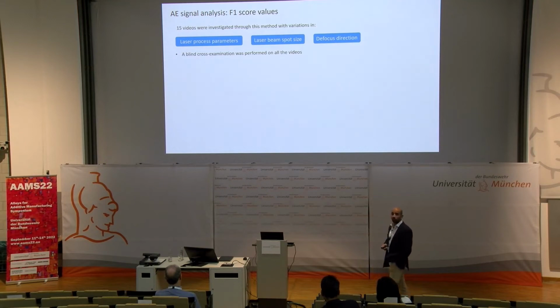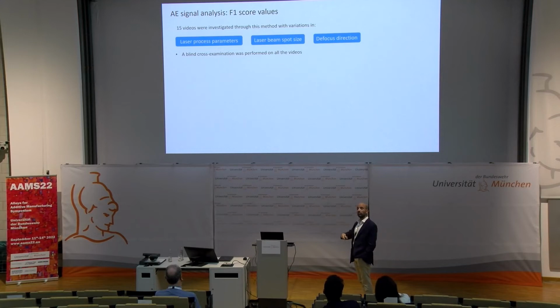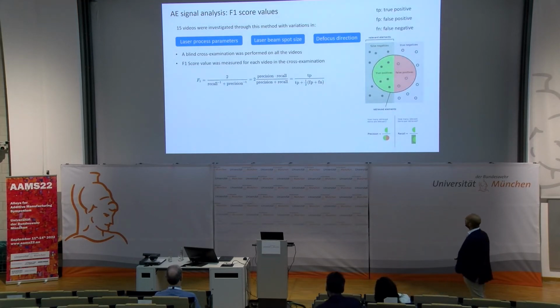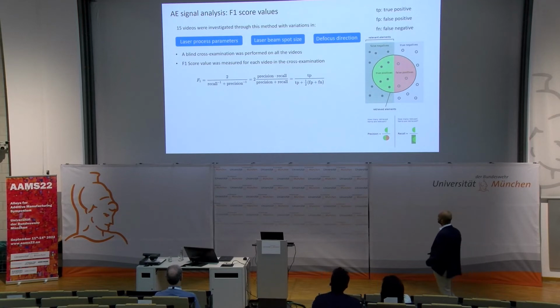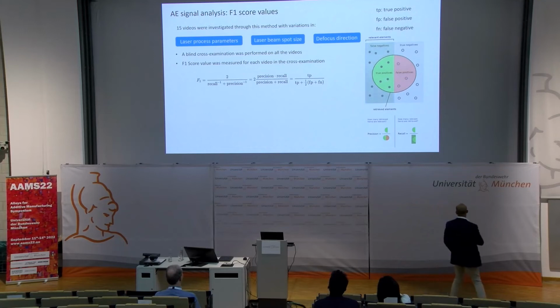A blind cross-examination was performed, so every time we took 14 out of these videos, we optimized the filtering process, and then we applied it on the one that was left out, and we did it for all these videos, so it was always a blind test. And then we used the F1 score value to measure the cross-examination. This F1 score value is the harmonic mean of the precision and recall. So precision is how many retrieved items are relevant, and recall is how many relevant items are retrieved.